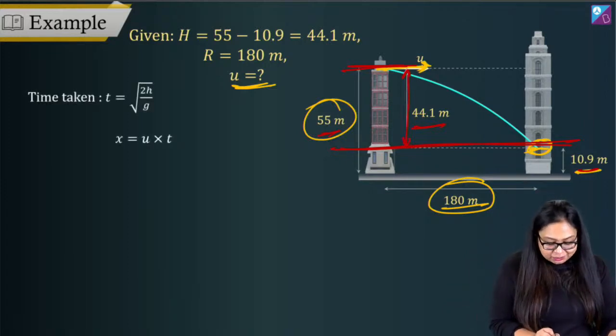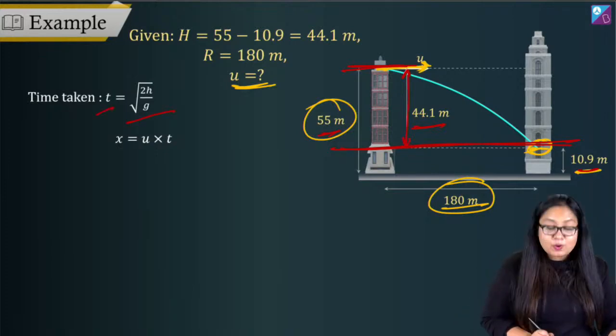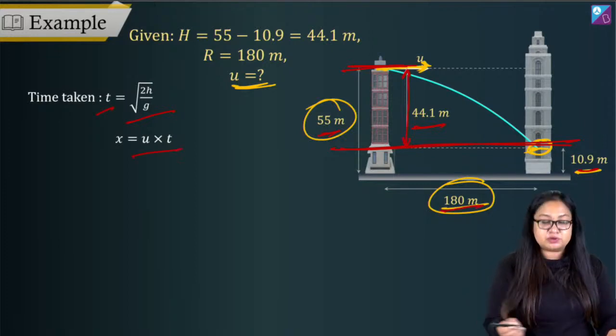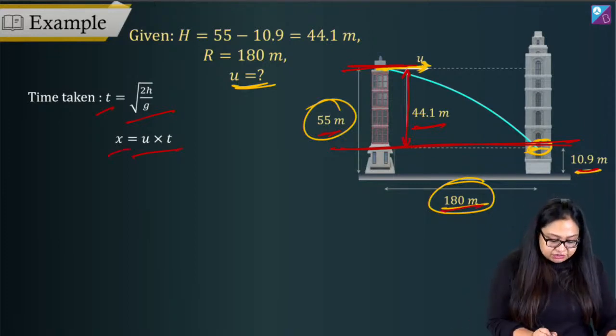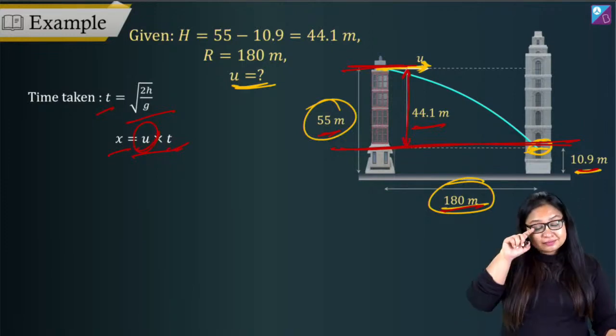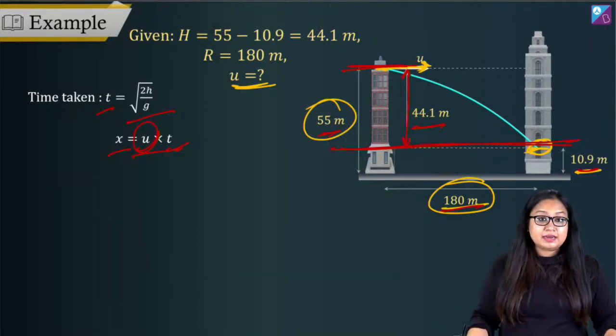Time of flight is equal to root over of 2h upon g. Substituting values, we can find out t, and once we find out t, we can say that range is 180 meters, which is equal to u into t. We have range, we have time of flight, we can find out u, right? Okay, let's do that same thing, right?